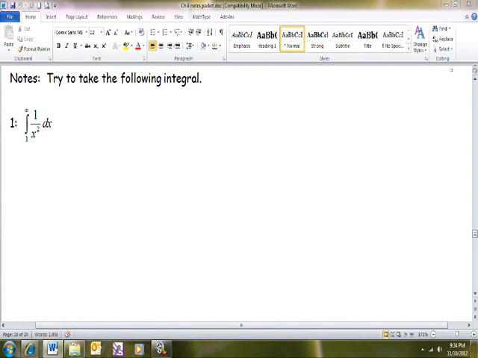In 8.8, we're talking about improper integrals. Now, what makes an integral an improper integral is one of two things. Either you end up going to infinity, or you try to integrate across a vertical asymptote, or any sort of discontinuity. So when we do the improper integral, there's two ways you can do it.